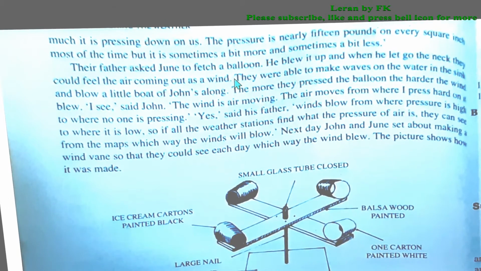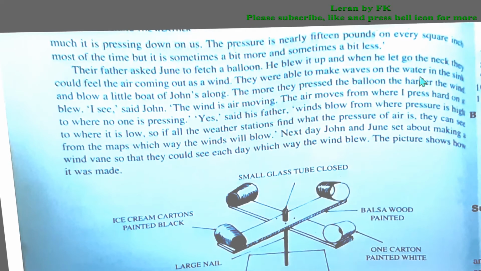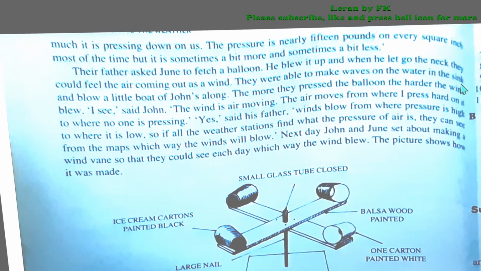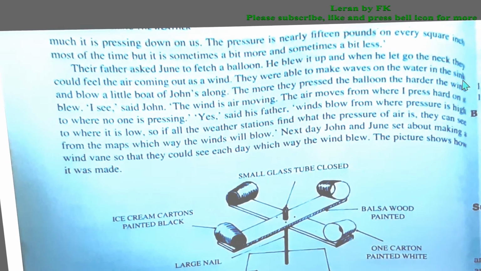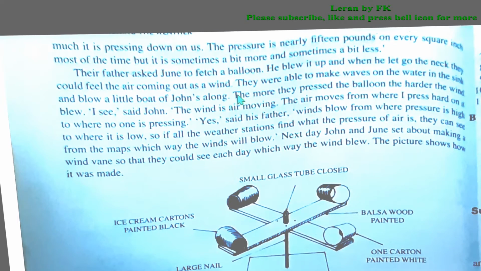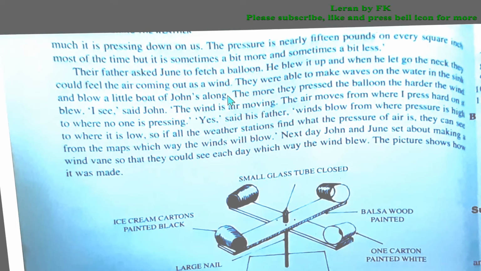And as you know, wind means the movement of air or the pressure of the air. They were able to make waves on the water in the sink. Now the pressure coming out from the balloon, they directed towards the water filled in a sink. So they saw the waves on the water surface and blew a little board of John's along. The little board, which they made of paper, they could easily move through the wind pressure coming out from the balloon.